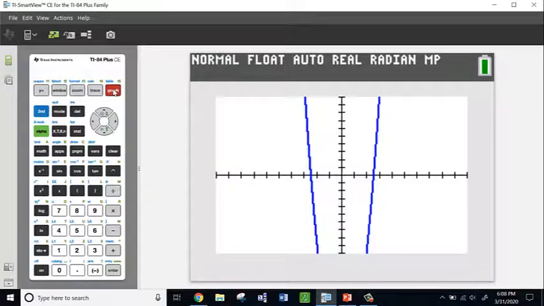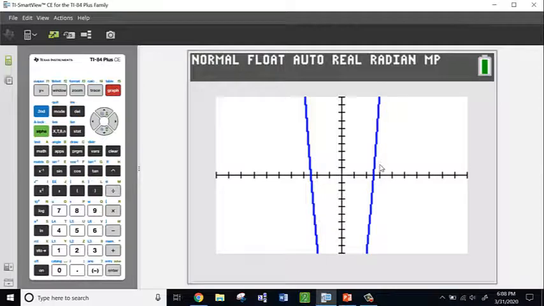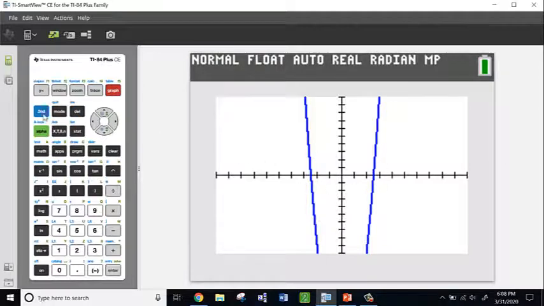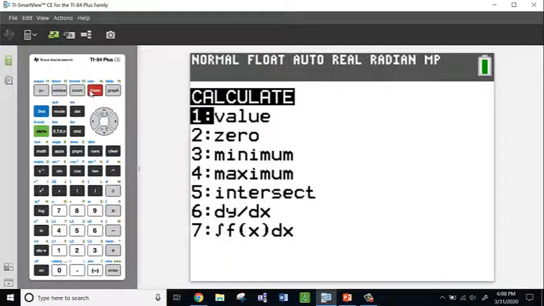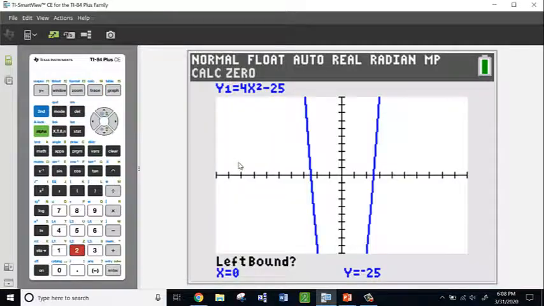So what's happening here is you can see the x-axis. Okay, so we're going to go ahead and click second, trace. We're going to pick 0. And so right now we don't see a cursor. And that's because if you look at where we're at, 0, negative 25 right now.